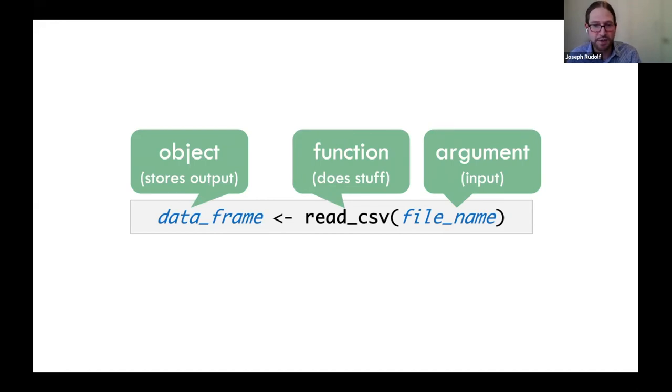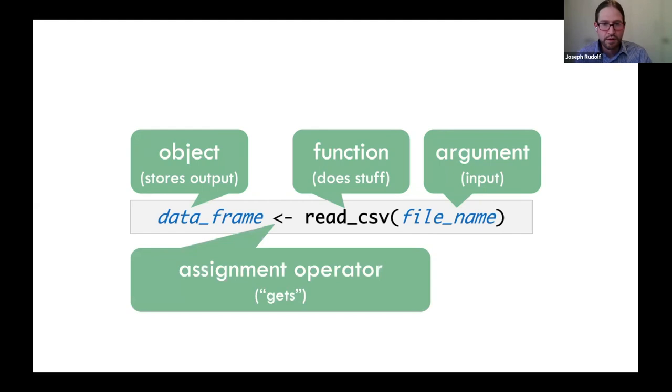It's a great idea to capture the output of a function into an object so that it can be used as an input for other functions, for example, to summarize or visualize the data in a named object. To put the output of the read_CSV function into a named object, we use what's known as the assignment operator. The assignment operator is a smaller than symbol followed by a dash or minus sign, and it looks kind of like an arrow pointing to the left. It's usually read as the concept gets.